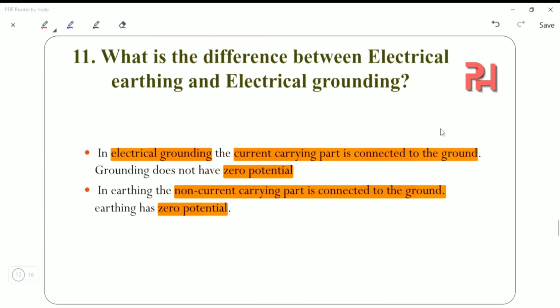Next question is, what is the difference between electrical earthing and electrical grounding? In case of electrical grounding, the current carrying path is connected to the ground, and grounding will not have zero potential. In case of earthing, the non-current carrying path is connected to the ground and earthing has zero potential. So this is the basic difference.